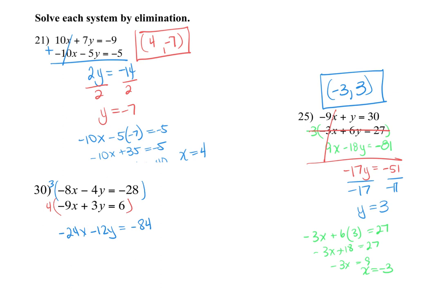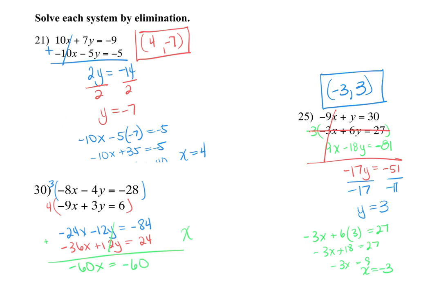All right. Then I'm going to do the 4. 4 times negative 9, 4 times 3, and 4 times 6. So now I have a positive and a negative, and it's going to cancel. So 24 and 36, they're both negative, so that gives me a negative 60. X, negative 12 and positive 12 cancel. Negative 84 and positive 24 also give me a negative 60.